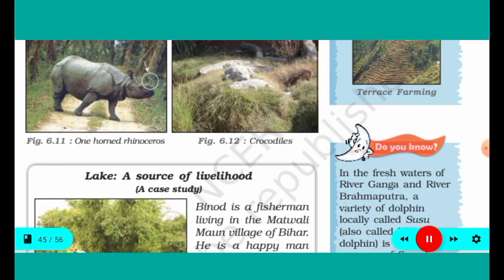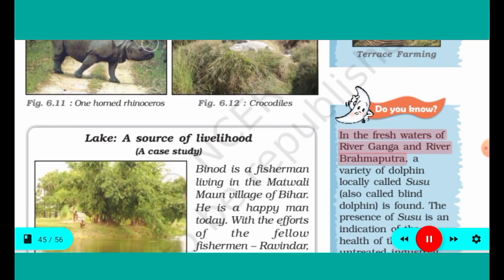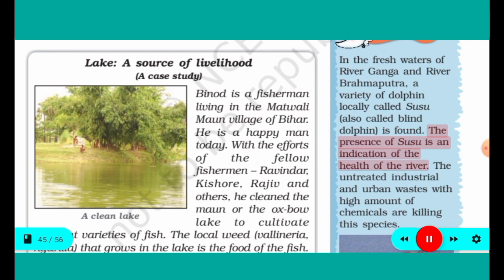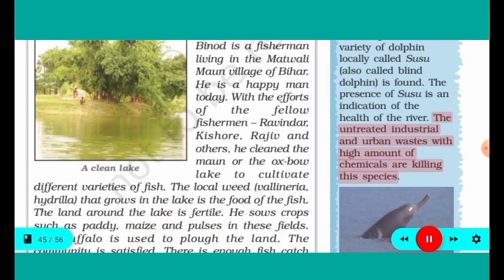Do you know? In the fresh waters of River Ganga and River Brahmaputra, a variety of dolphin locally called susu, also called blind dolphin, is found. The presence of susu is an indication of the health of the river. The untreated industrial and urban wastes with high amount of chemicals are killing this species.